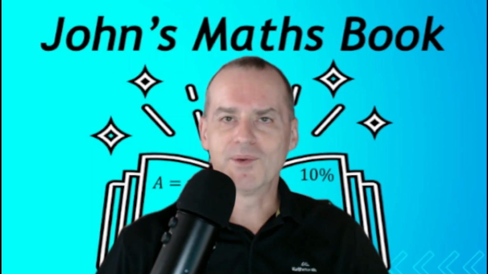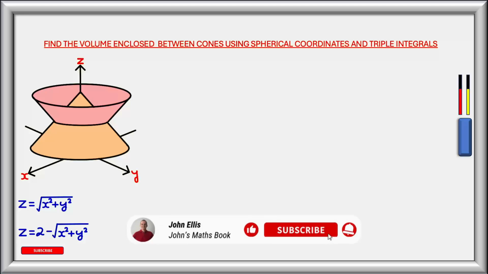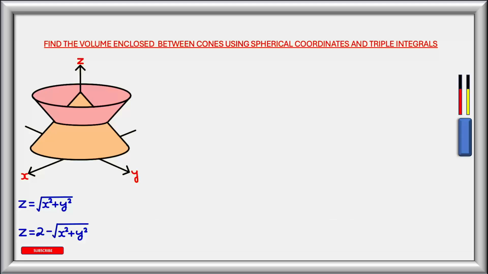Without further ado, let's go over to the whiteboard. Let's use triple integrals and spherical coordinates to find the volume enclosed between two cones. In this example, the equations of the cones in Cartesian form are z equals the square root of x squared plus y squared, which is the red cone, and z equals 2 minus the square root of x squared plus y squared, which is the orange cone.